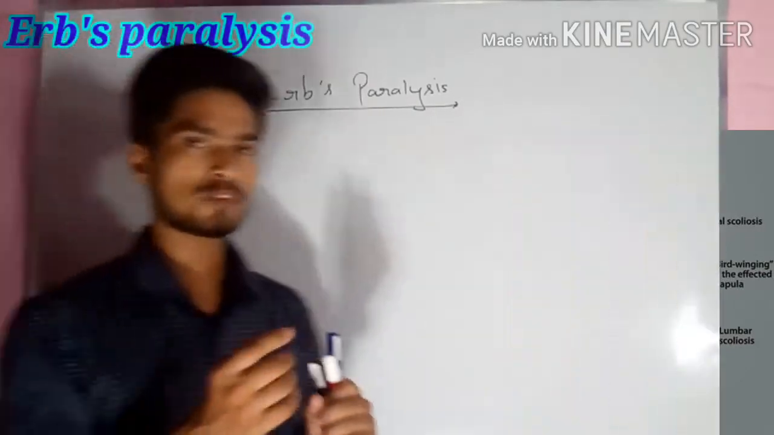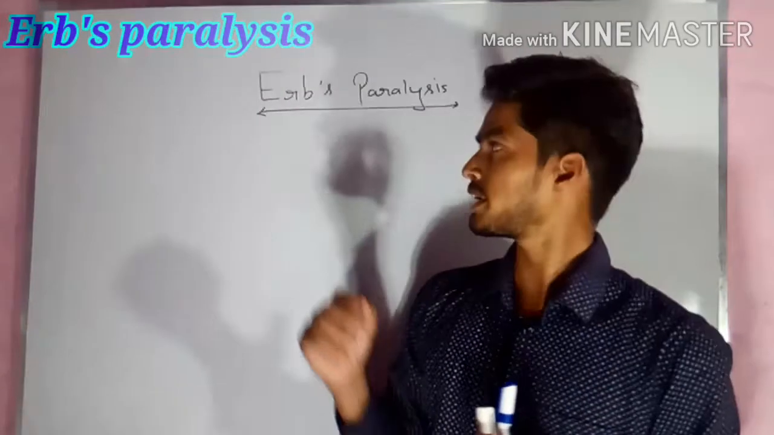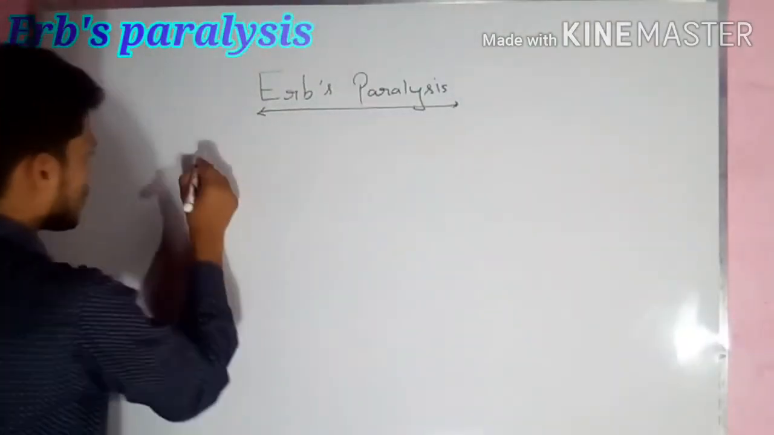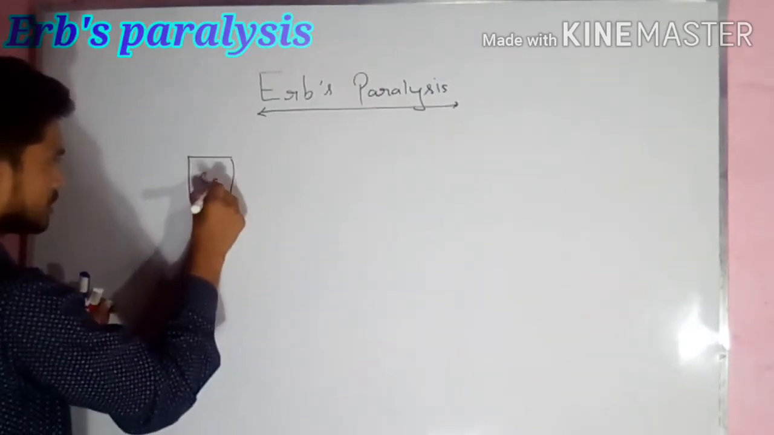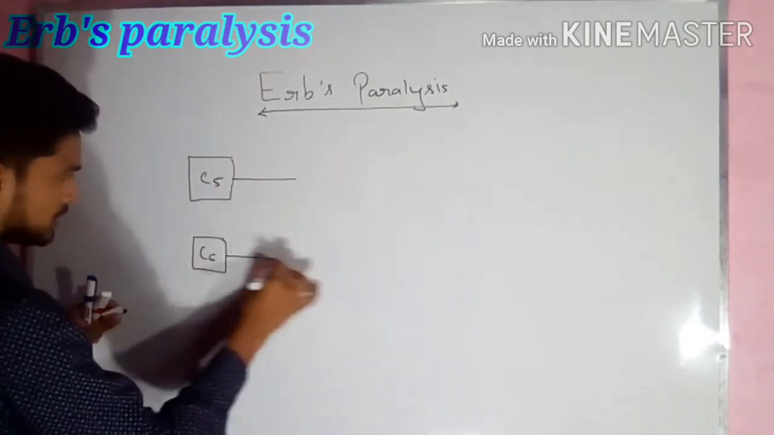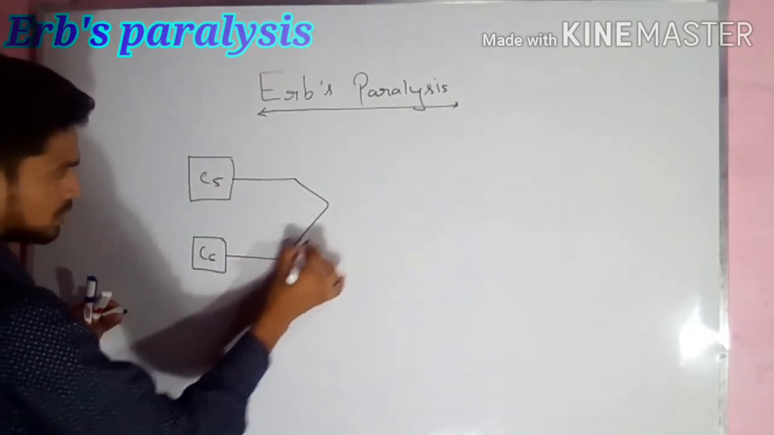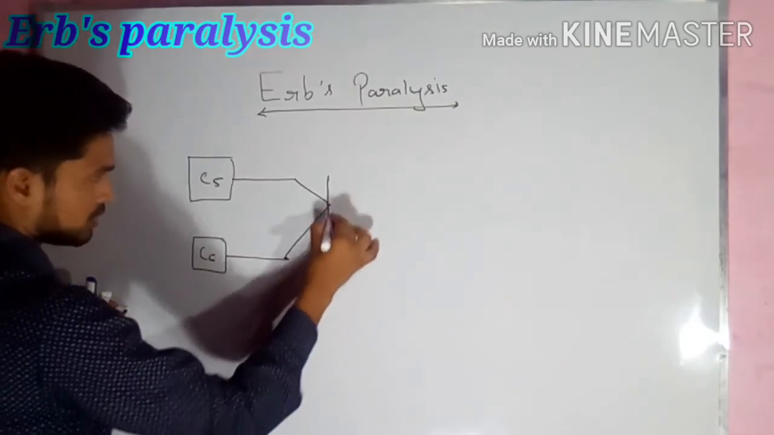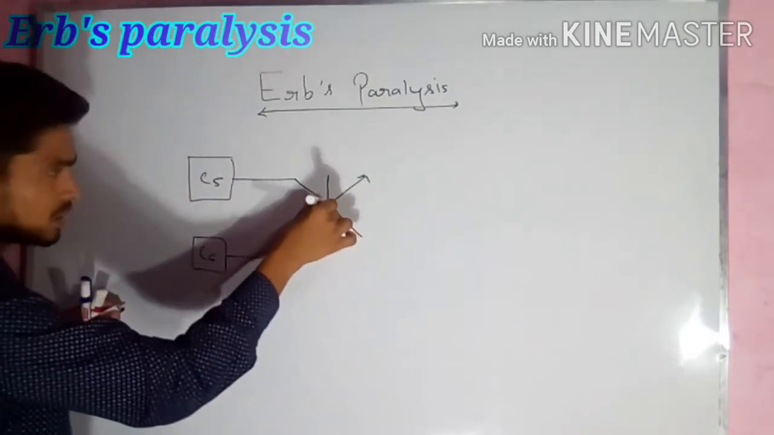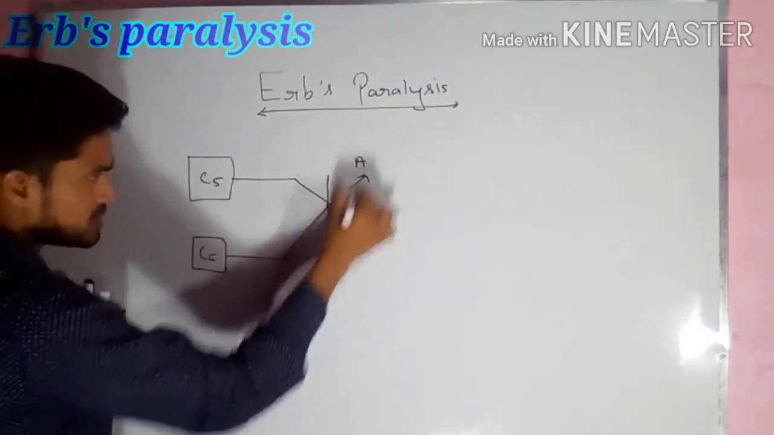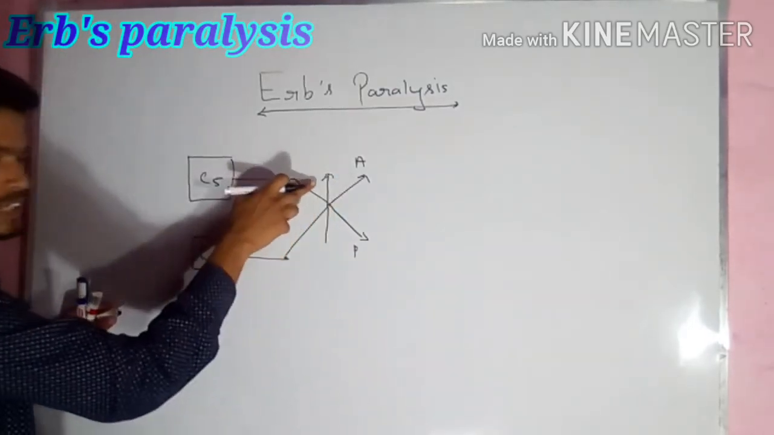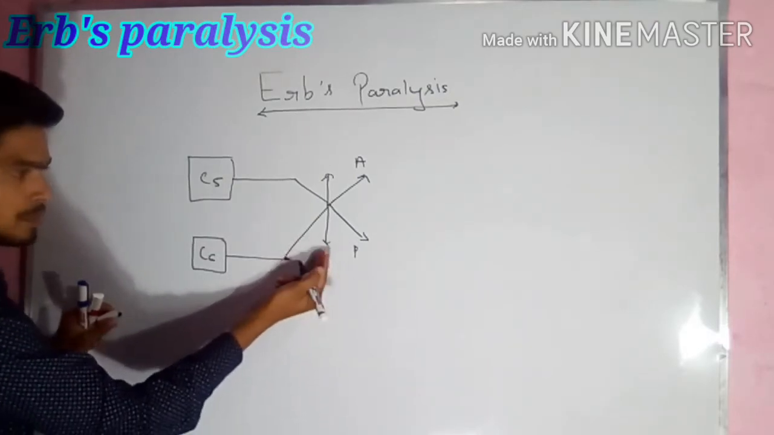Okay friends. So basically, before starting Erb's paralysis, I want to explain what Erb's point means. As you know about the brachial plexus, there is a root of C5 and C6, and the roots combine with each other and make the upper trunk. Okay, this is the upper trunk, and this is the anterior division, this is the posterior division of the upper trunk. Okay fine, this is the suprascapular nerve and this is the nerve to subclavius.